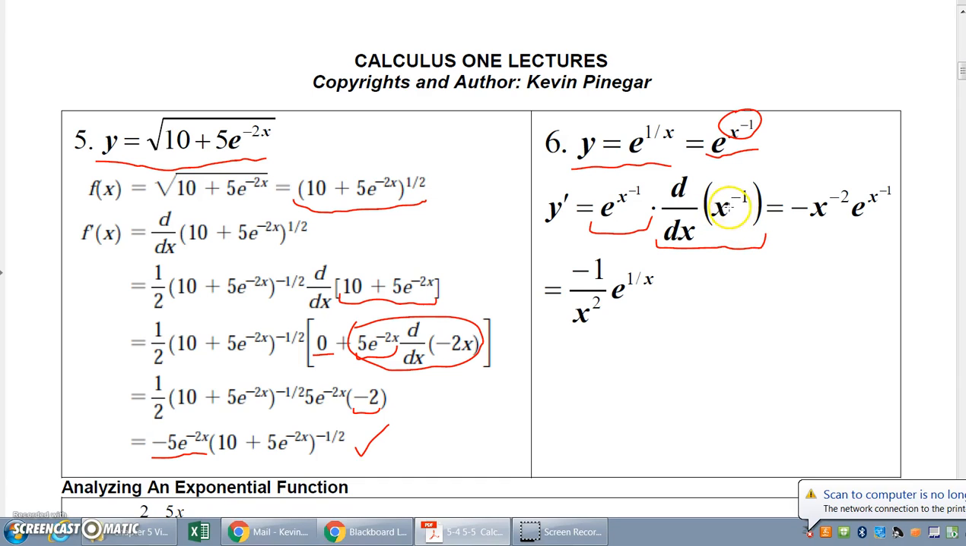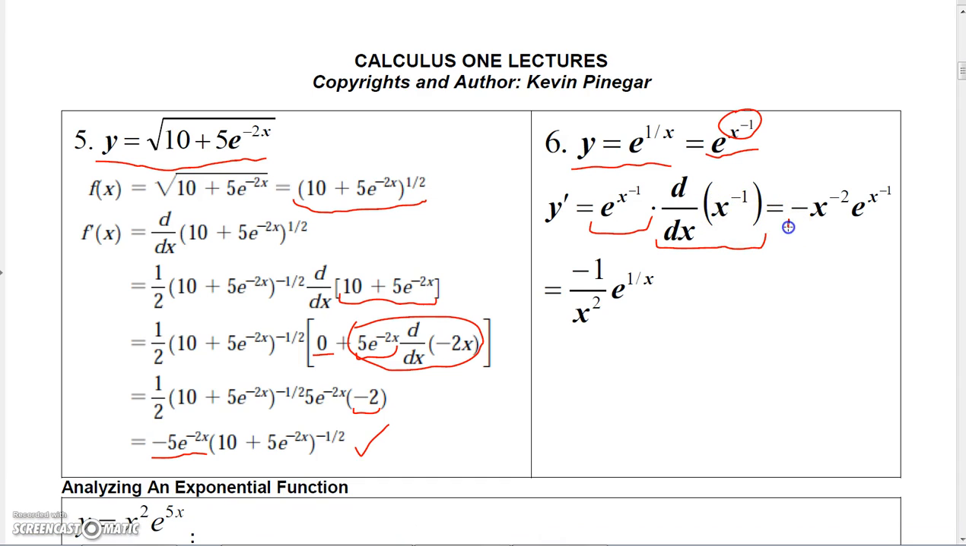Well, the derivative of x to the negative 1 is minus x to the negative 2. And then so we have e to the x to the negative 1 times minus x to the negative 2. And if you eliminate your negative exponents here, you get minus 1 over x squared times e to the 1 over x power, and that's your final answer for the derivative.